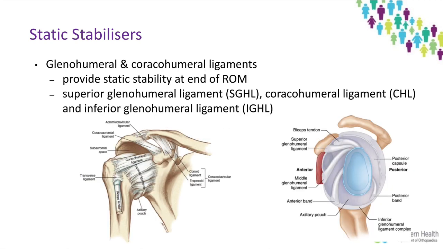You also have your glenohumeral and coracohumeral ligaments. These provide static stability at the end of range of motion. Particularly important is the superior glenohumeral ligament, which is this one here, the coracohumeral ligament, this one here, and your inferior glenohumeral ligament, including the anterior band and the posterior band.